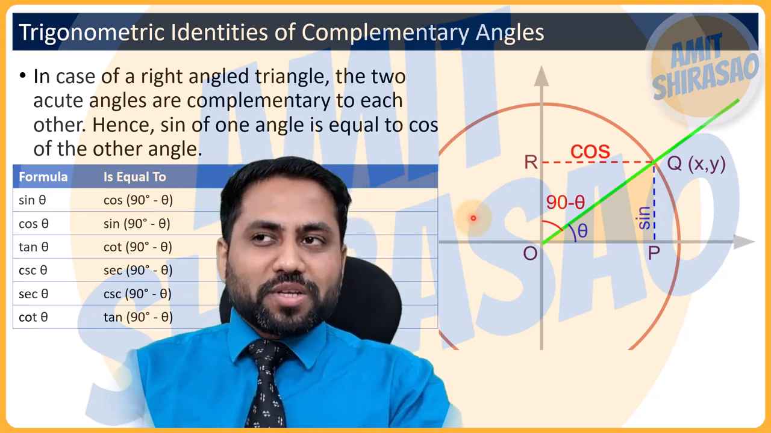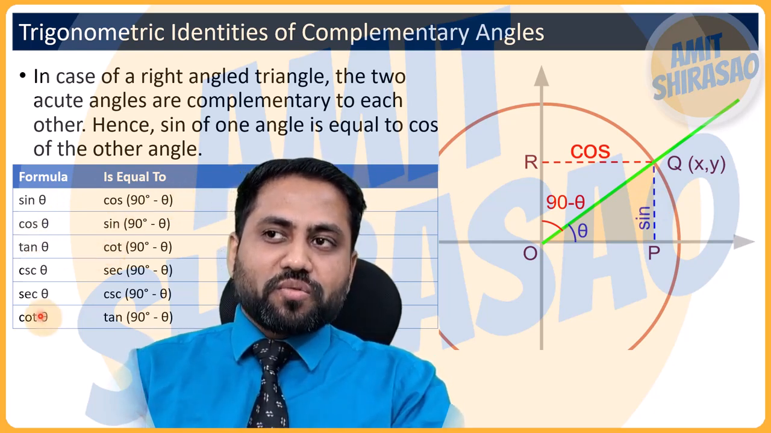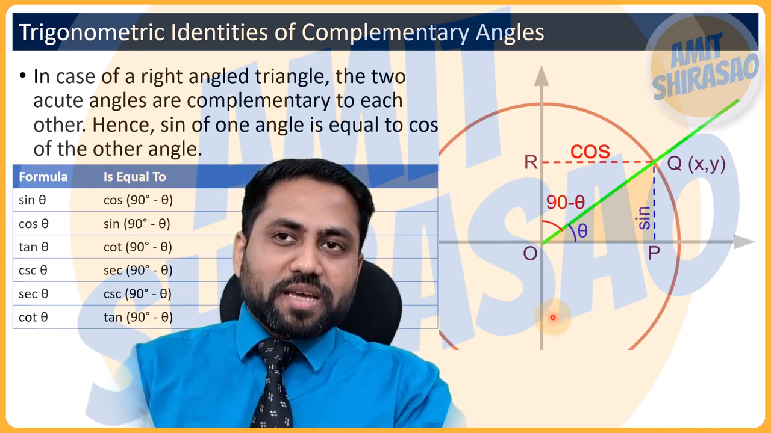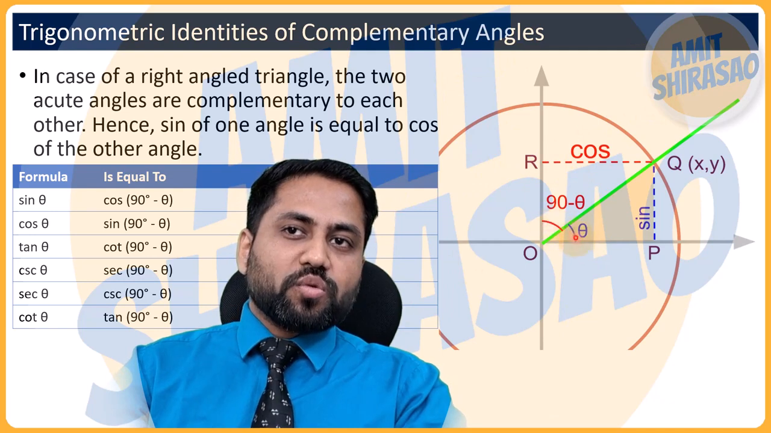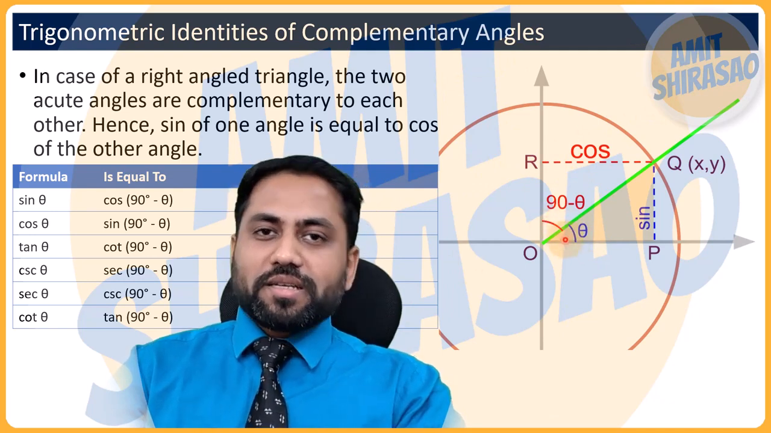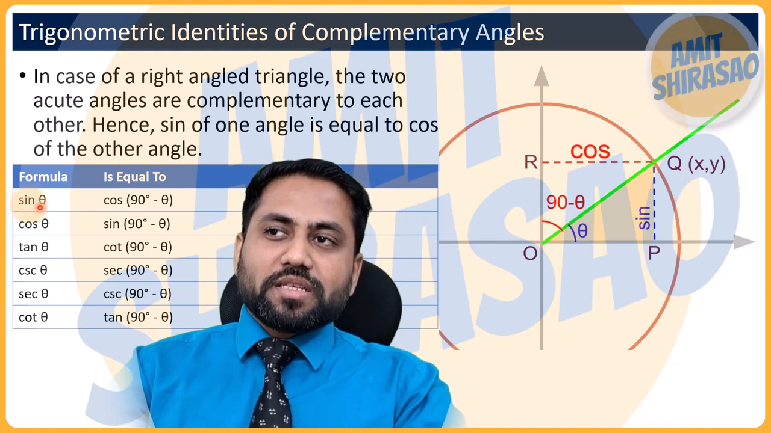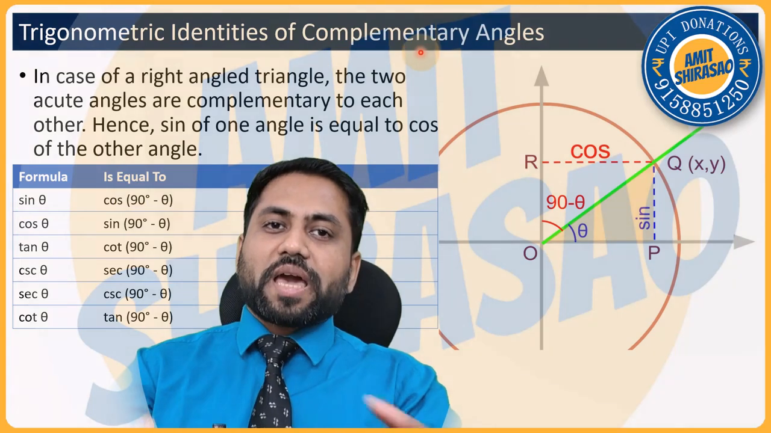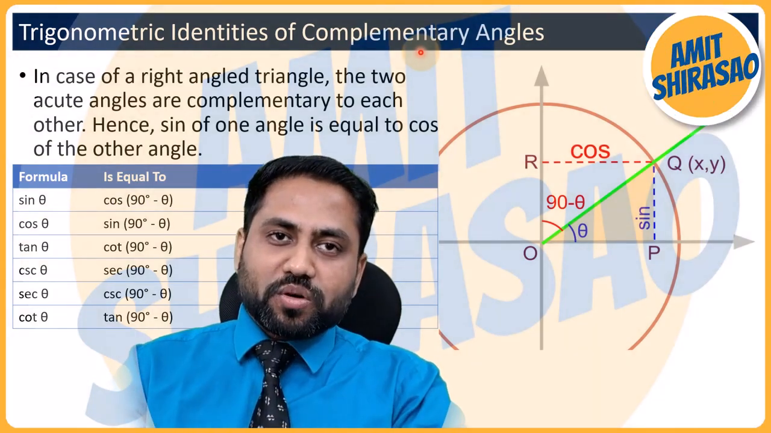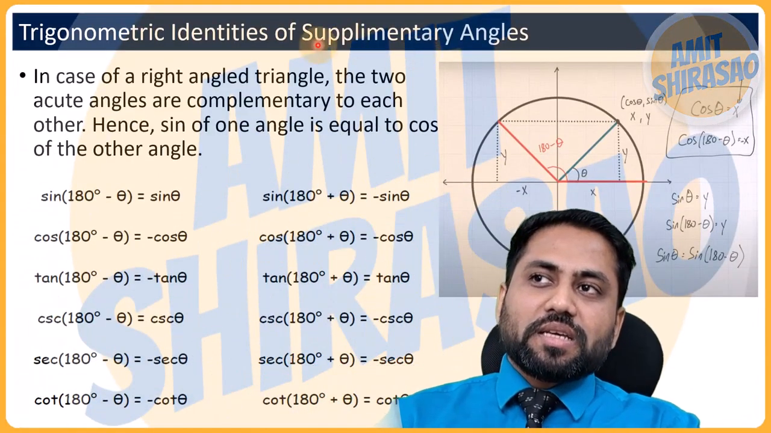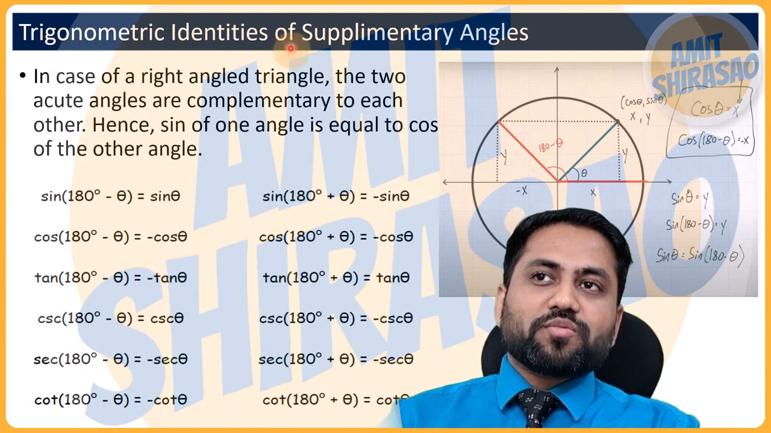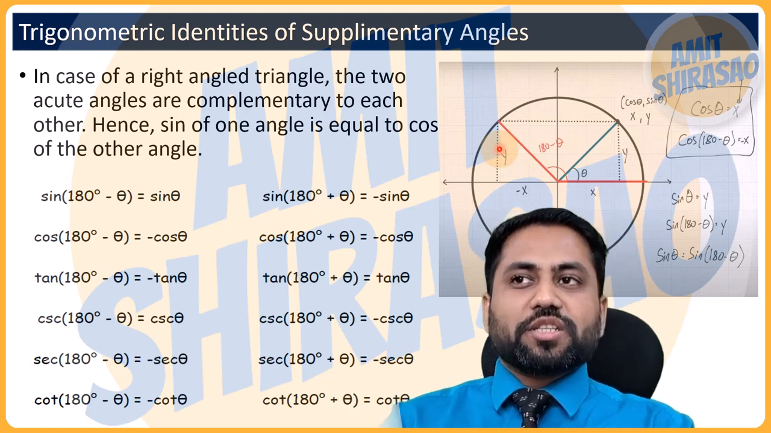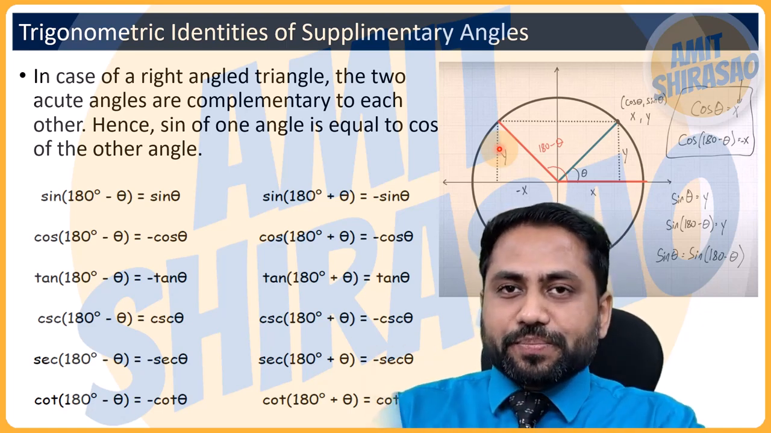Got the idea? Similarly, you can calculate all these formulae based on this particular diagram. So this diagram is using two angles whose addition is 90 degrees, and that's why these trigonometric identities are for complementary angles, meaning angles whose sum is 90 degrees. Got the idea? Similarly, we have trigonometric identities for supplementary angles also. Supplementary angles means those angles whose addition is 180 degrees, right?